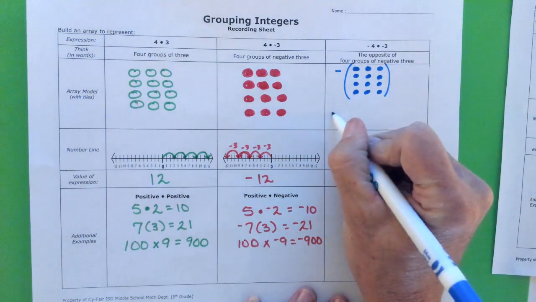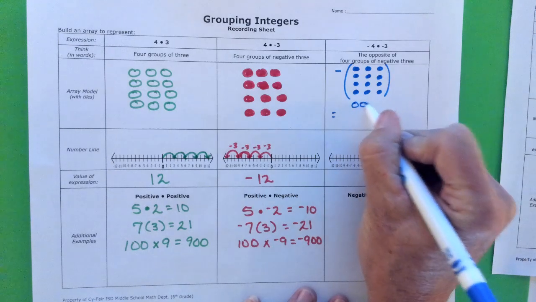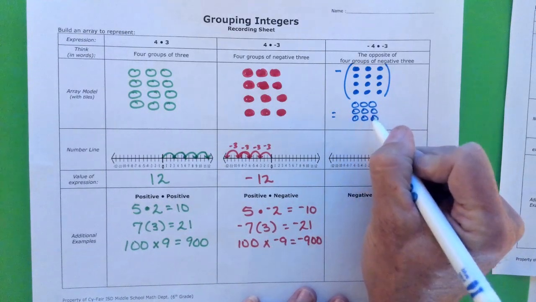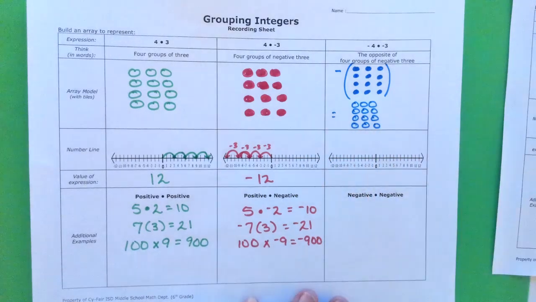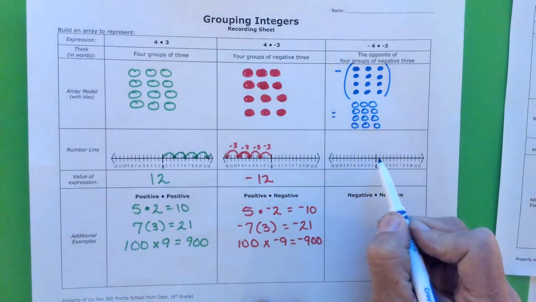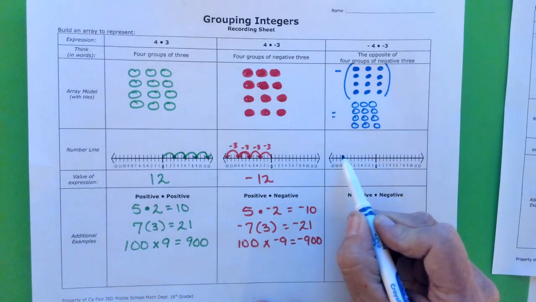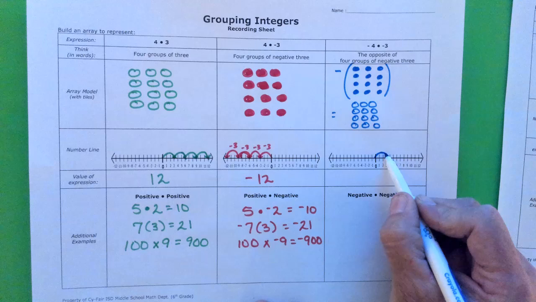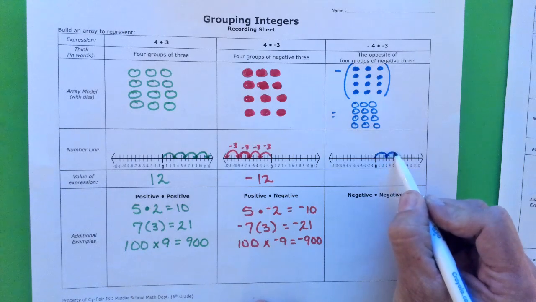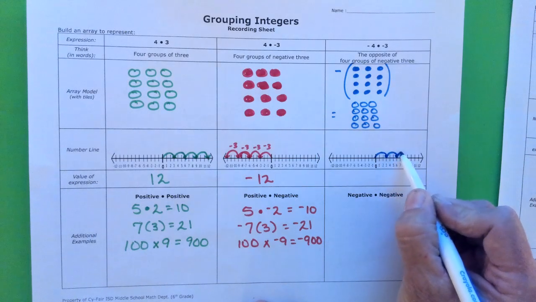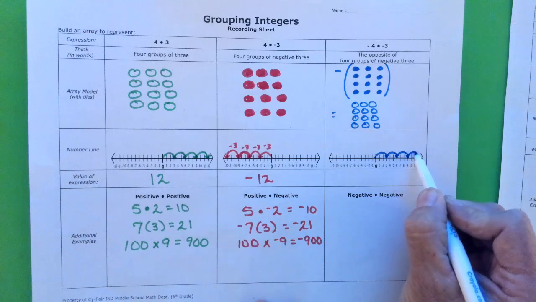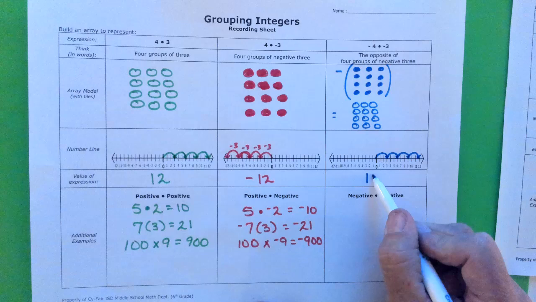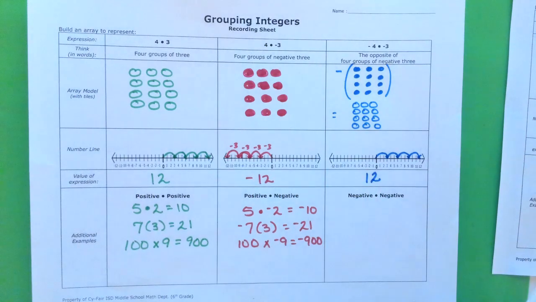That would be positive 12. 1, 2, 3. 1, 2, 3. So where typically 4 groups of negative 3 goes back, 3 negatives in each group, this one will go forward. Forward 3 gets me to 6, 9, and 12. So the answer, when you have a negative times a negative, you're gonna get a positive.